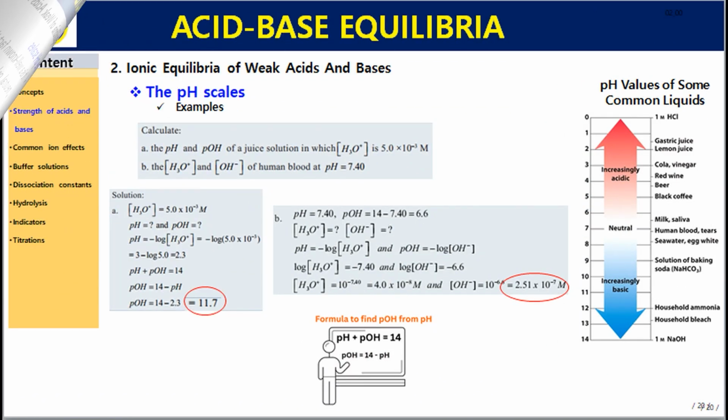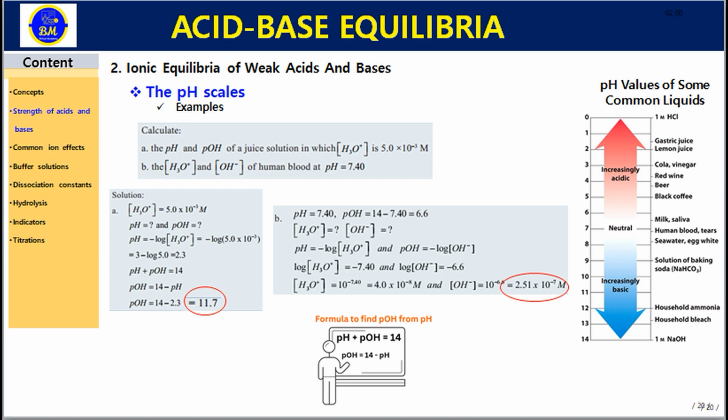These are some of the examples. From this example, in order to understand the pH of that juice, the concentration is 5 times 10 to the power of minus 3 molar. From the given concentration, how can you derive pH? Based on the negative logarithm of hydrogen ion concentration and the negative logarithm of hydroxide ion concentration, you can calculate pH.